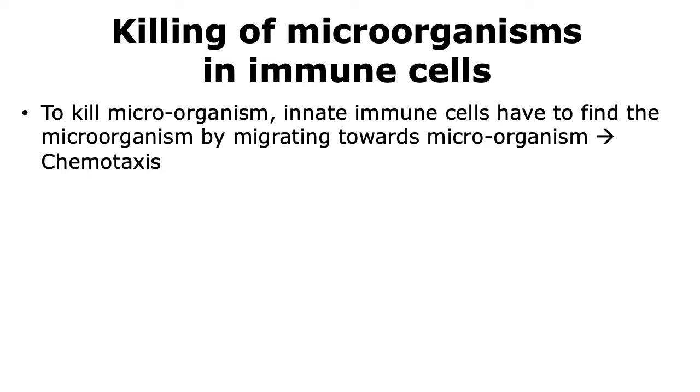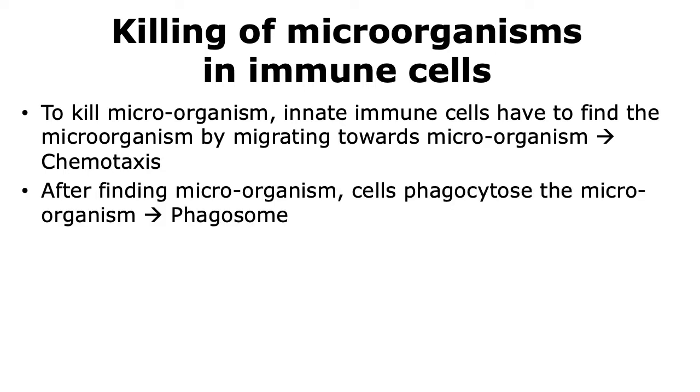Now, to kill a microorganism, the innate immune cells have to find the microorganisms and they have to migrate towards the microorganism. And as we saw in previous part of chapter 3, this process is mediated by chemotaxis. So chemokines are produced at the site of infection, which allow the innate immune cells to know where to go to find the microorganisms. Now, after finding the microorganisms, the cells can now phagocytose the microorganisms to form the phagosomes.